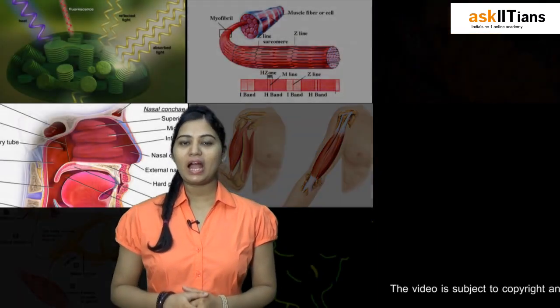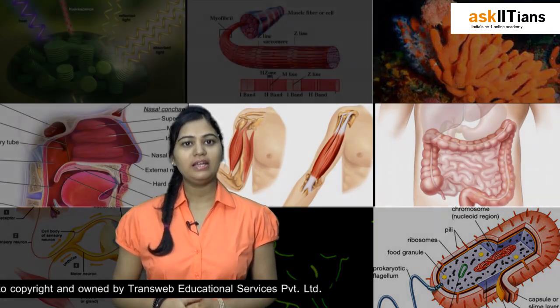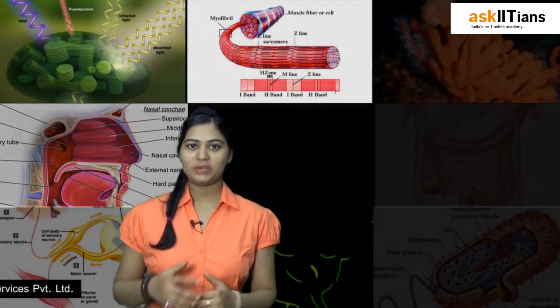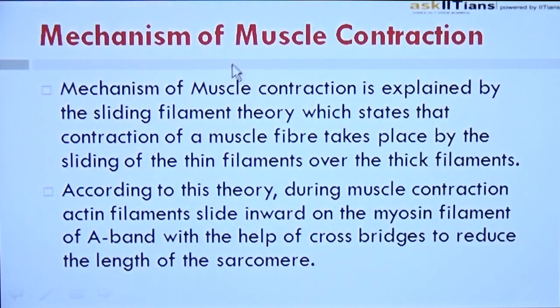In this we are going to take the sliding filament theory, or the cross bridge theory. So let's begin with the mechanism. Mechanism of muscle contraction can be explained by sliding filament theory. What does this theory state? According to this theory, thin filaments slide over thick filaments, and this sliding causes contraction of a muscle fiber.